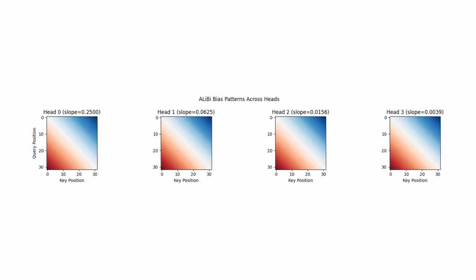We can see the ALiBi slopes for our 4 heads, ranging from 0.25 to 0.0625. The visualization shows how each head has a different bias pattern, with steeper slopes for some heads and gentler slopes for others. This diversity helps the model attend to different ranges of context.